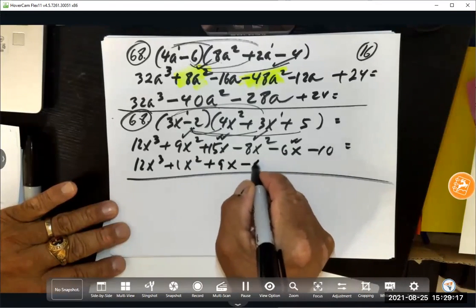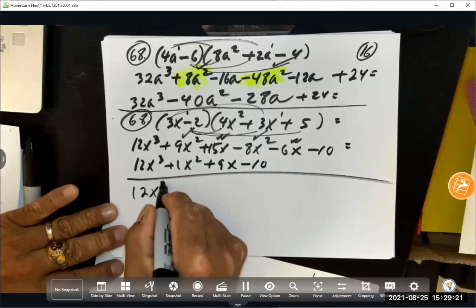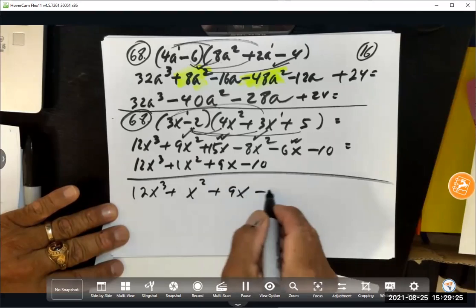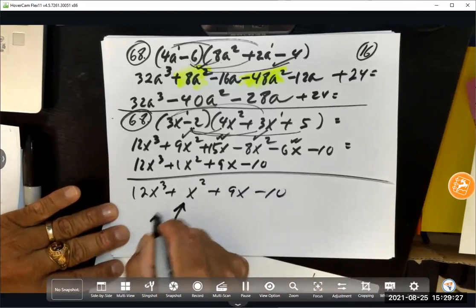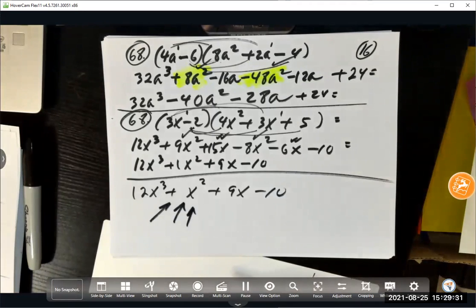So do I write it down like this? Yes. And this one you can write this way. 12x cubed plus x squared plus 9x minus 10. You don't need the negative 1 in there. Does that make sense? Yes. All right, for 68, yes or no? Yes. Everybody okay with 68?